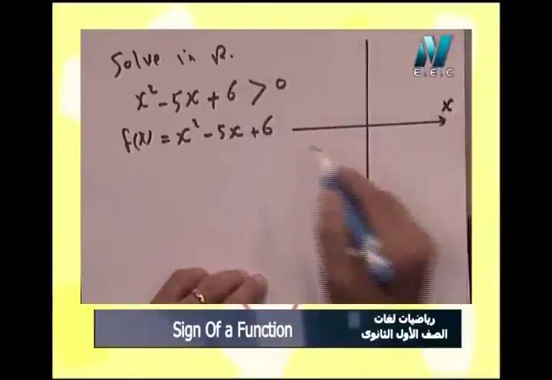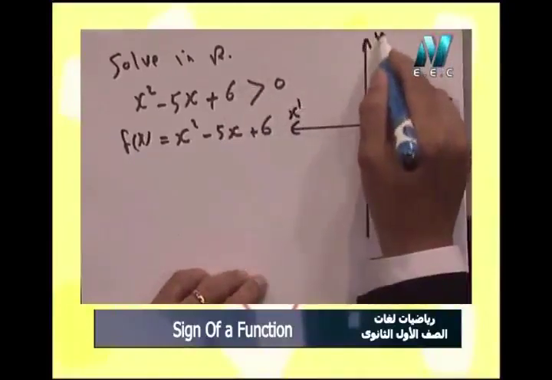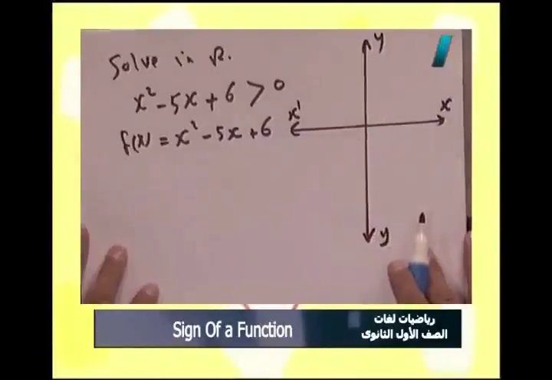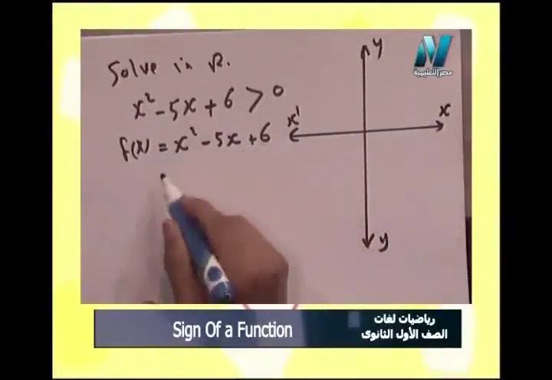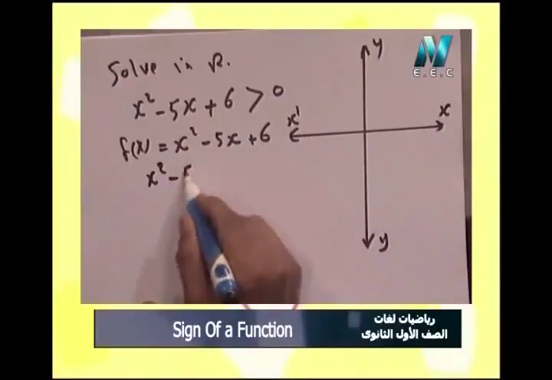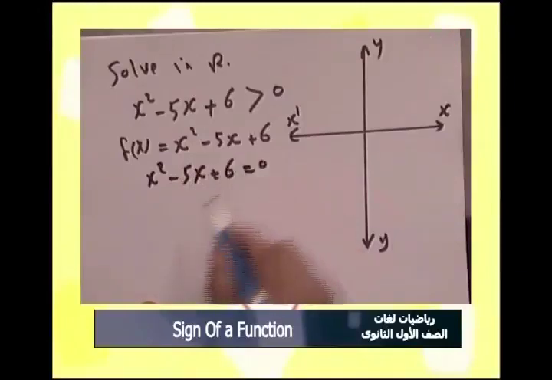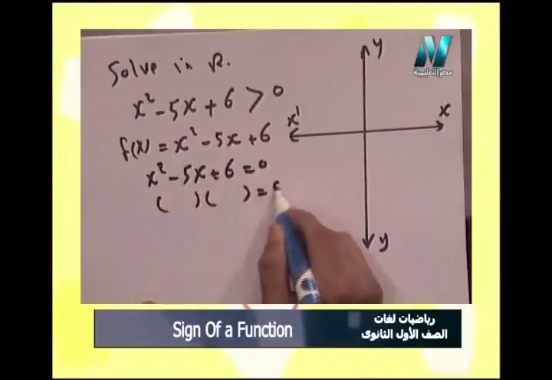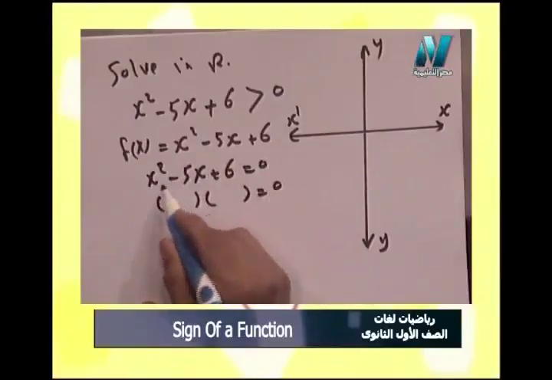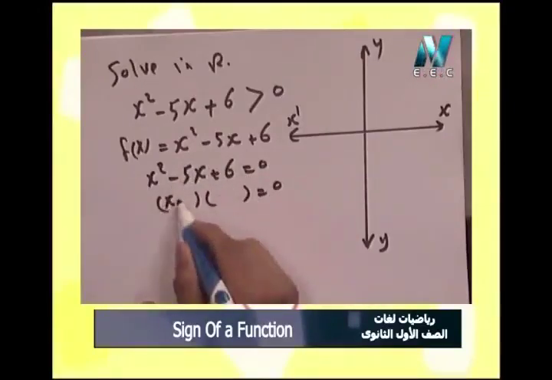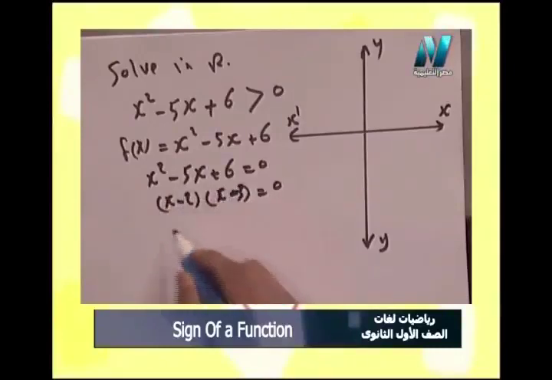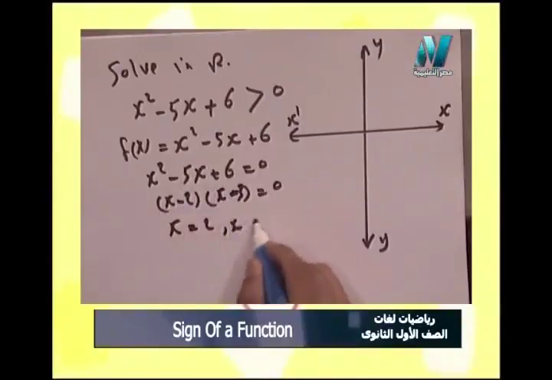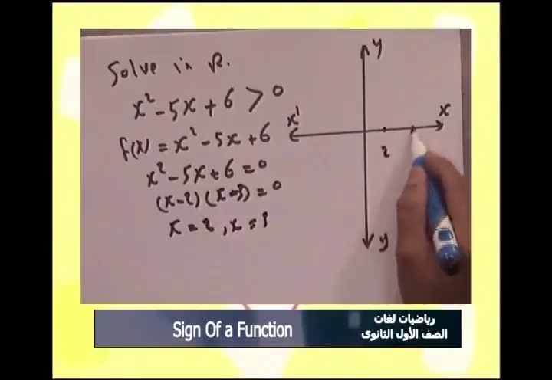If we have the x-axis here and the y-axis here, the function has two roots, as we know. When we put it equal to 0, the two roots will be 2 and 3. Why? Because when we factorize it, it will be x minus 2 and x minus 3 also. So x equals 2 and x equals 3. So we have two roots here, which are 2 and 3.